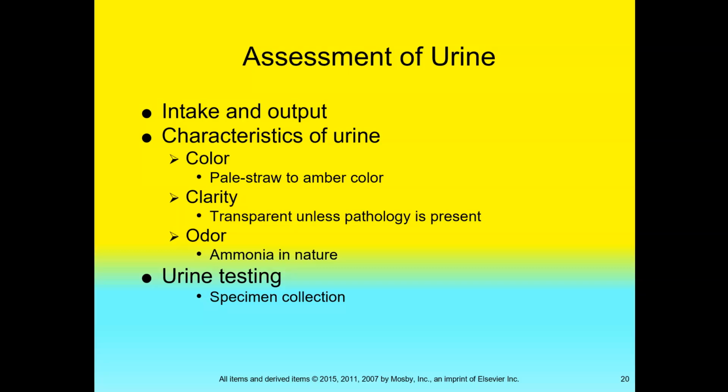So when you assess their urine, you want to make sure that you look at the characteristics of their urine. Okay, you want to look at the color. Is it pale, straw to amber? The clarity: is it transparent or cloudy? Is there a strong odor? Is there hematuria? And you want to do specimen collection. So you're looking at these symptoms. You want to know if a person has urgency, dysuria, which is pain, frequency, hesitancy.